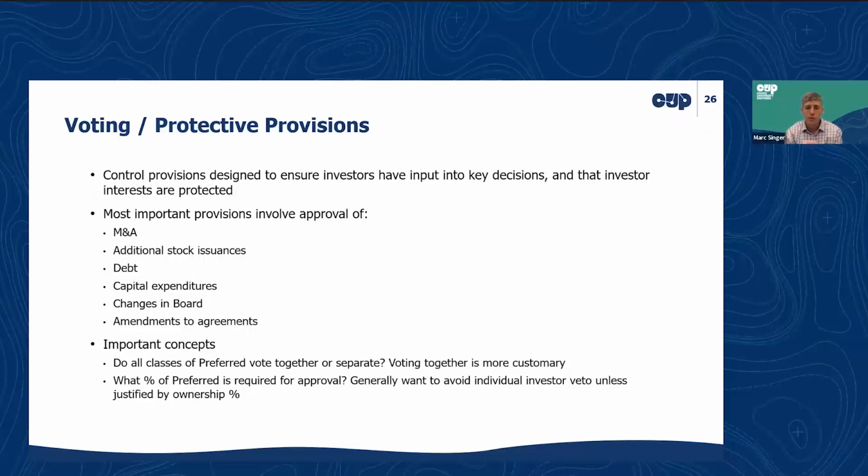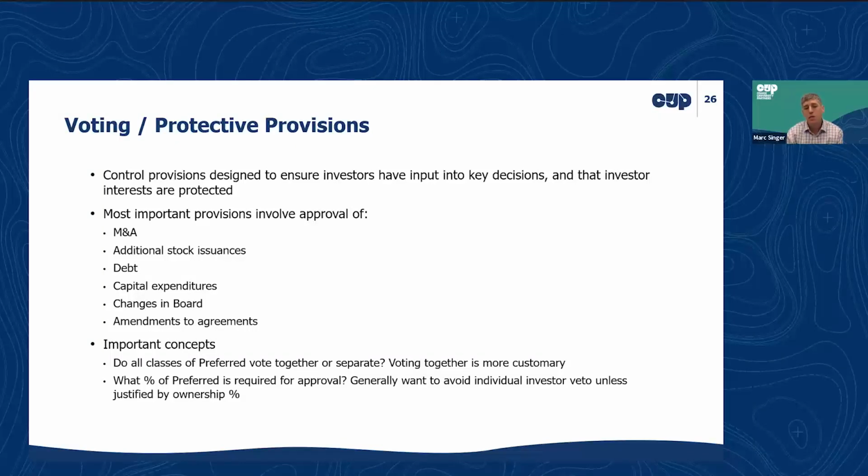And then, at the bottom of the slide, there are a couple of important concepts to think about. One is, how do people vote? So over time, a company will wind up having multiple classes of preferred, a Series A, a Series B, a Series C. You generally want them to vote together as a single class of preferred. And the reason why is that it reduces the risk that any one investor can have a veto right. And so usually it's in the company's interest to see them vote together, and actually in the investor's interest also.